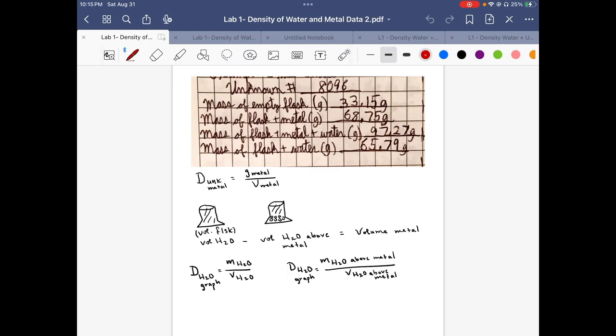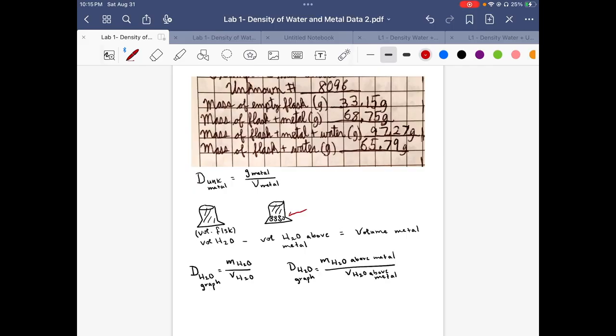Now notice what we are looking for is the density of the unknown. So that means we need the mass of the metal and we need the volume that the metal took up. So we need to know what this is right here for the volume part, because I'm going to label this a little bit.